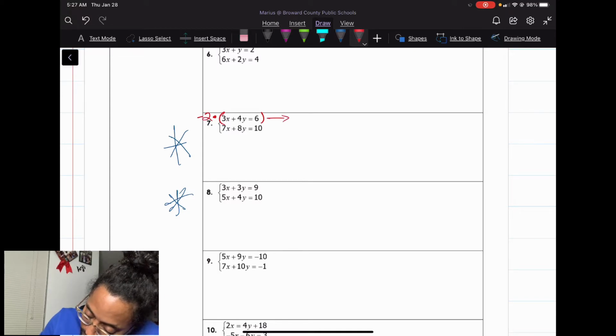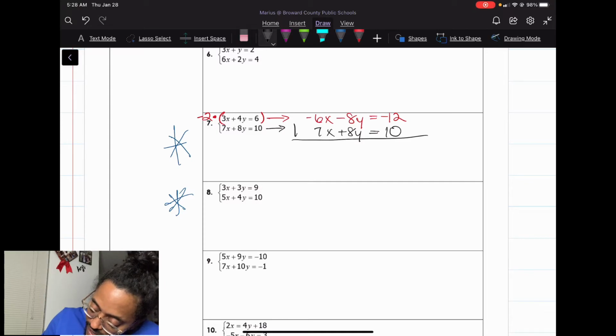So multiply the first equation by negative 2. Negative 2 times positive 3x is negative 6x. Negative 2 times positive 4y is negative 8y. Negative 2 times positive 6 is negative 12. And everything in the second equation, we just bring it on over. Positive 7x, positive 8y, and the positive 10. Now we can add everything up.